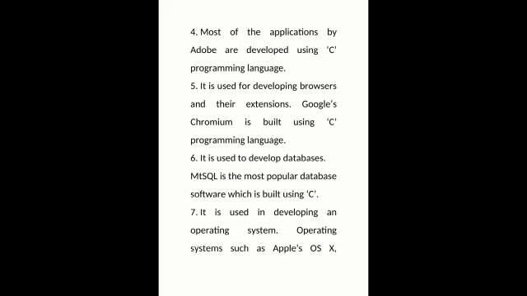Seventh, it is used in developing an operating system. Operating systems such as Apple's OS X operating system. The C language is used in developing operating systems. First, the C language was invented for developing the Unix operating system. Nowadays, C programming code is used to develop operating systems like Apple's OS X and many more.